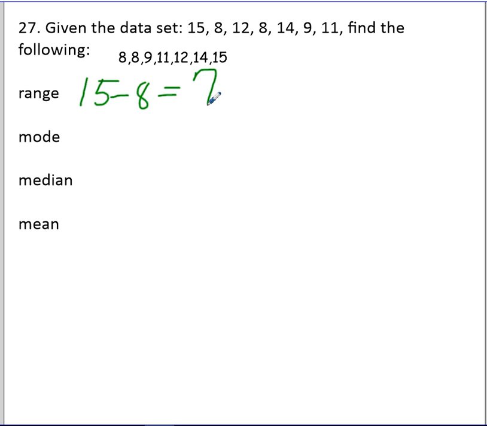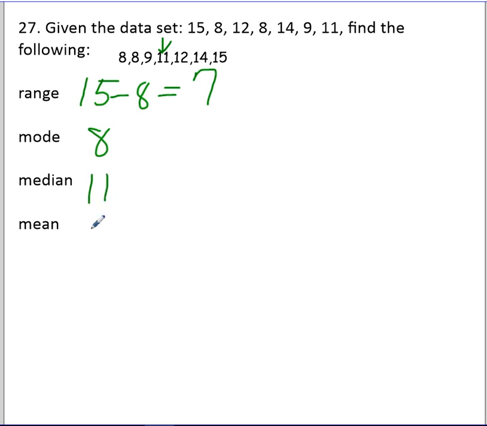The mode is the number that's most often appearing in our list, and that is our double 8. The median is the middle number, and since we have 1, 2, 3, 4, 5, 6, 7, it will be a number that is there. So there'll be 3 on either side. So the fourth one is our median in the middle, which is 11.